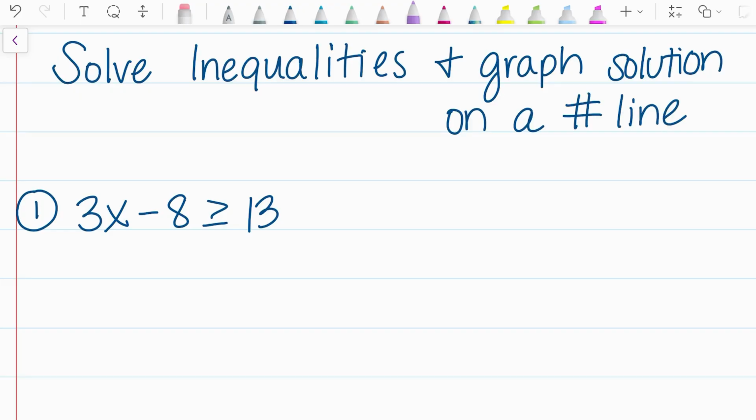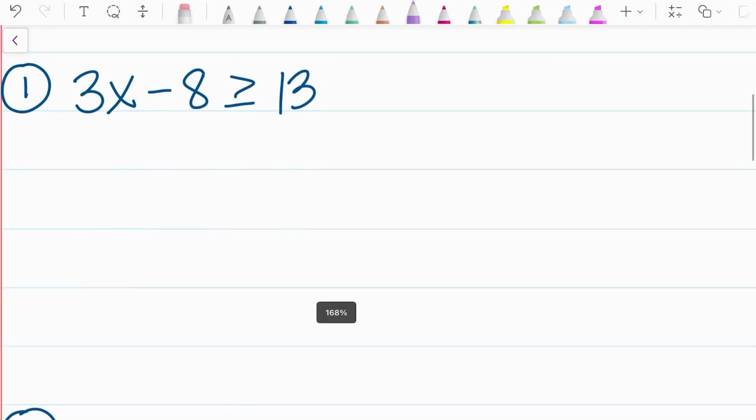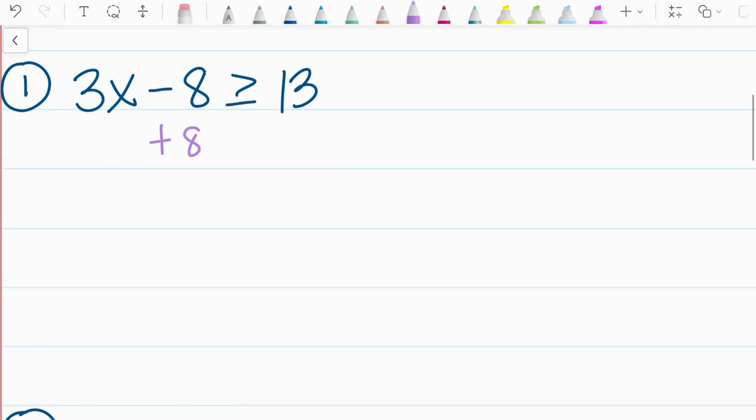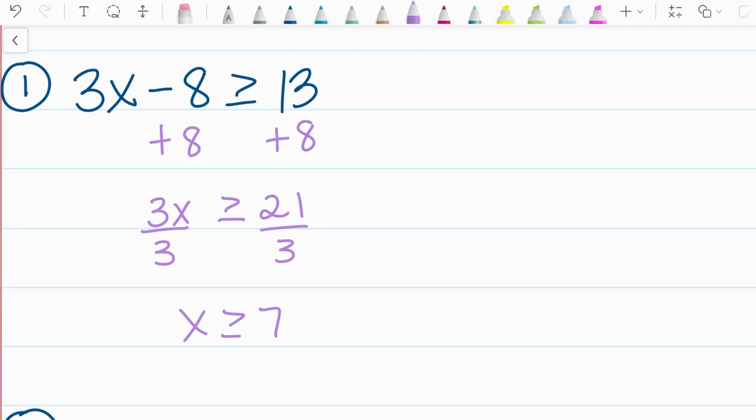So if I'm looking at number one, I need to get x alone. So I'm going to add the 8 first, and I'm just going to leave my symbol alone. Now I have 3x is greater than or equal to 21. And then I still need to get x alone. I'm going to do this the same way as if it was an equal sign. I'm going to divide by 3 on both sides, and then I get x is greater than or equal to 7.